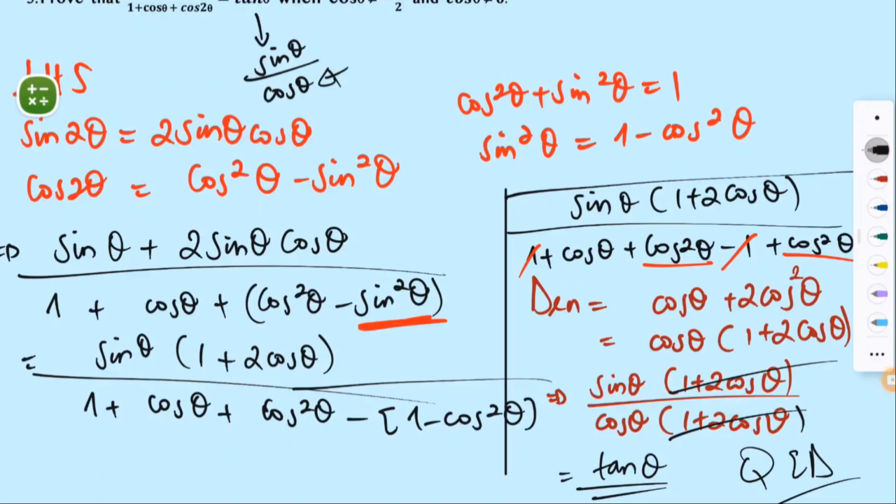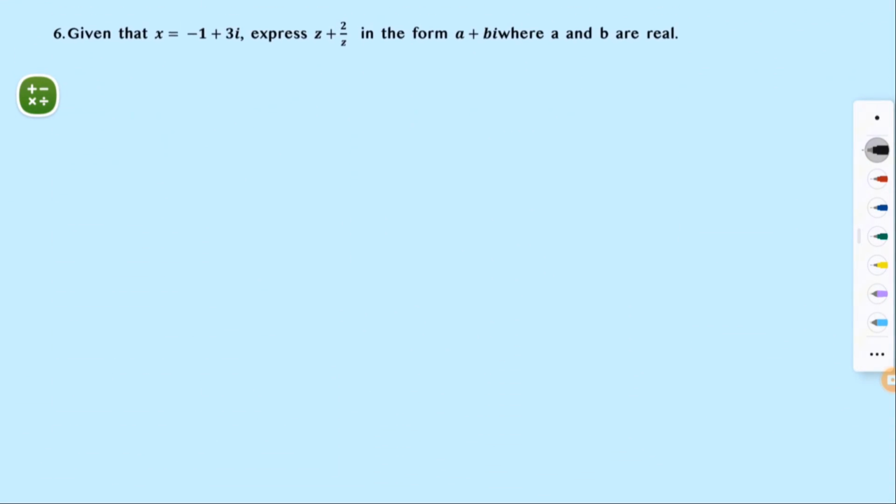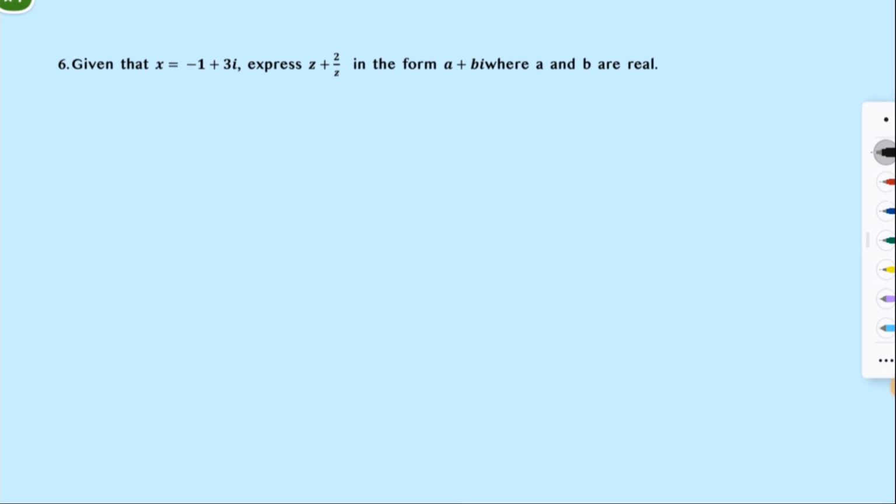Okay, moving on to the next question, number 6. Given that z is equal to -1 plus 3i, express z plus 2 over z in the form a plus bi, where a and b are real. Alright then, so we need 2 over z, but I'm just going to substitute the values of z into the equation directly because that's quite easy. Oh, this is a typo. This is supposed to be z, pardon me. Okay, so when I was typing that I made a mistake.